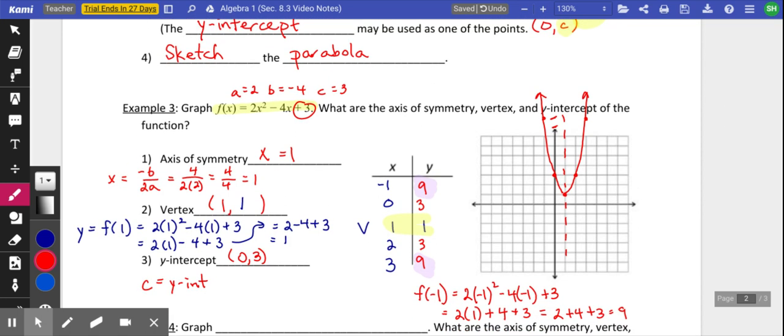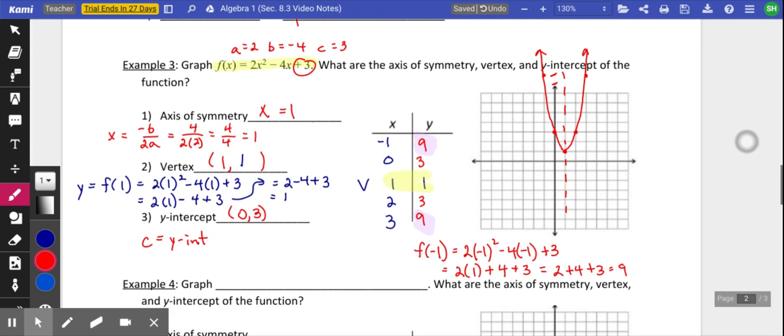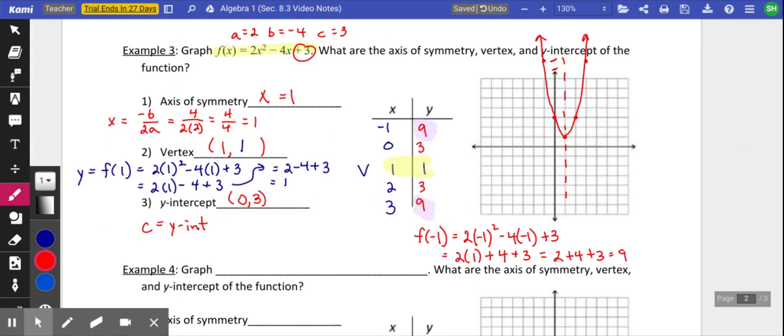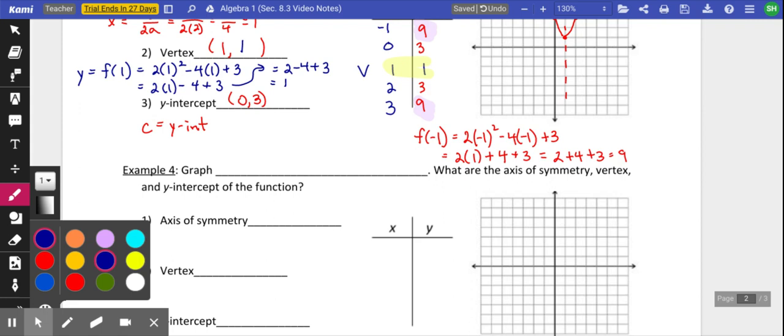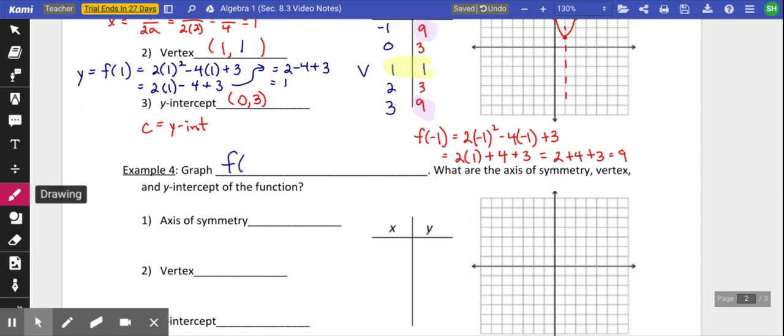What I would like you to do here is pause the video and try example 4 on your own. You do need a function for this though, so let me write that down for you. Example 4, f of x equals x squared plus 2x plus 4. Of course, always pause if you need to take your time getting through these notes. You're going to find the axis of symmetry, vertex, y-intercept, table, and get your graph.